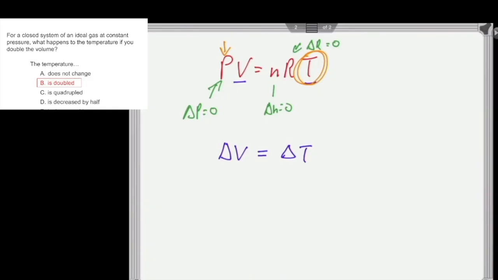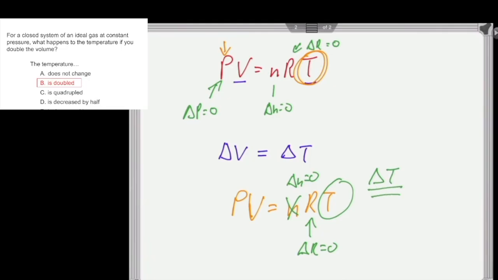If I said for some system where PV equals nRT, well, if I'm going to say it's closed, so delta N equals 0, we've already said delta R equals 0, and if I really, really want to make sure there's no change in temperature, delta T equals 0, I have 2 degrees of freedom.